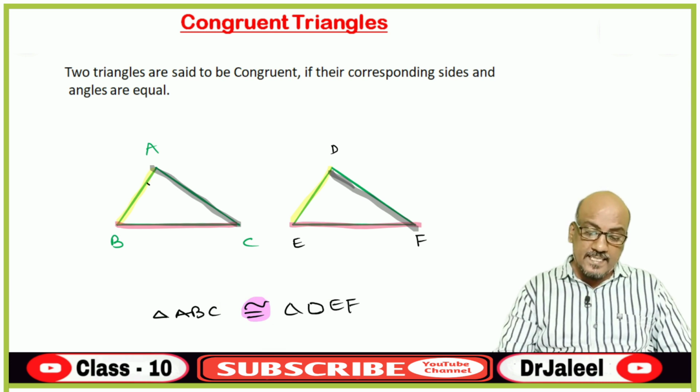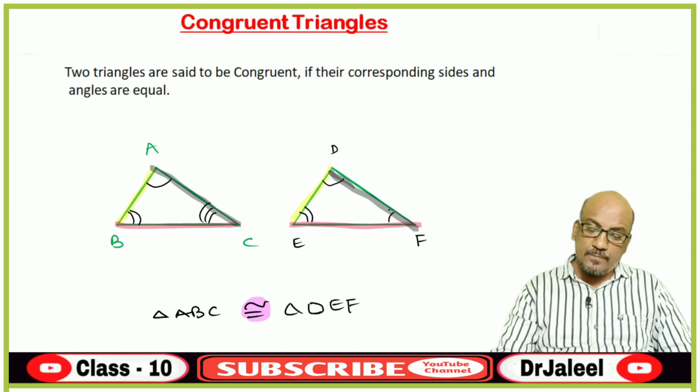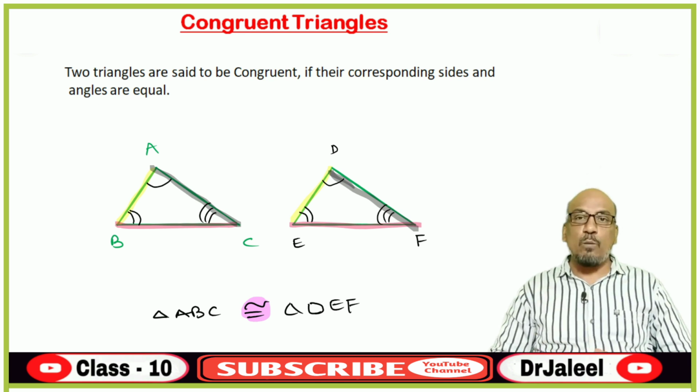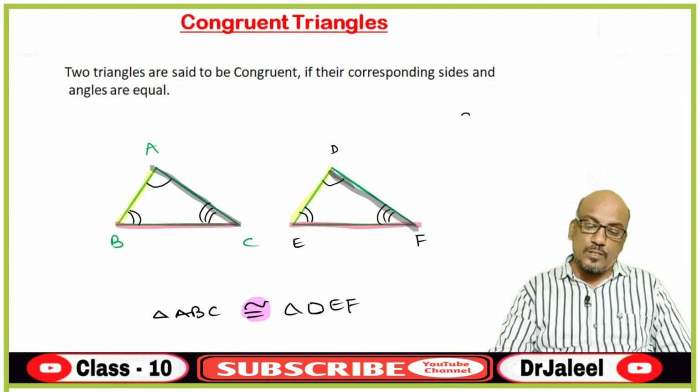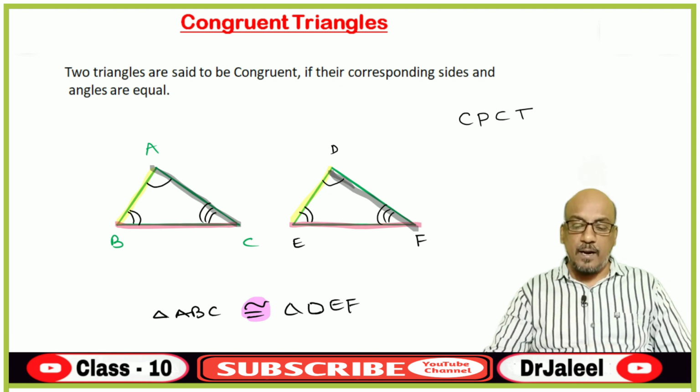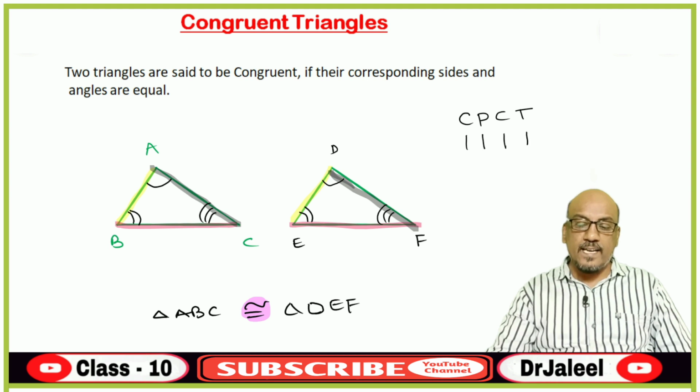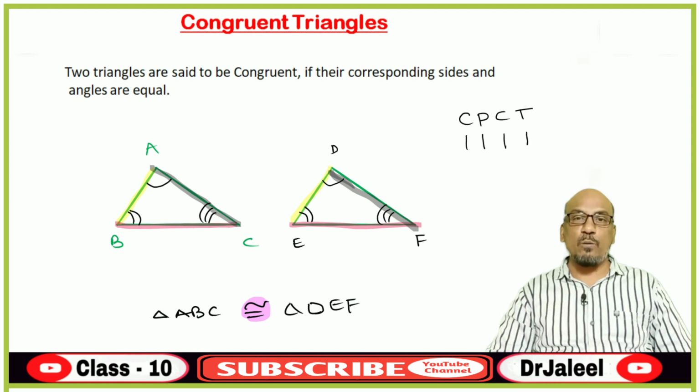Corresponding sides must be equal. Not only corresponding sides, even the angles. Angle A must be equal to D, angle B must be equal to angle E, and angle C must be equal to angle F. So children, when there are two congruent triangles, their corresponding parts, either sides or angles, must be equal. This property is, in short, called CPCT. Corresponding parts of congruent triangles are always equal.